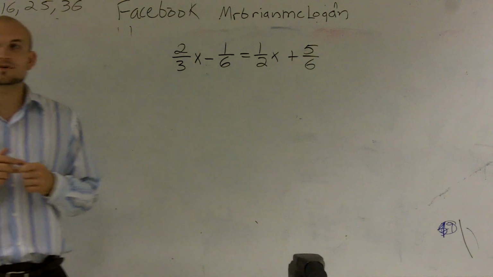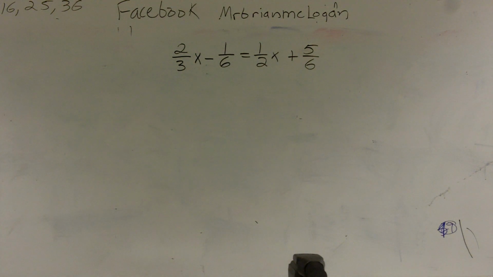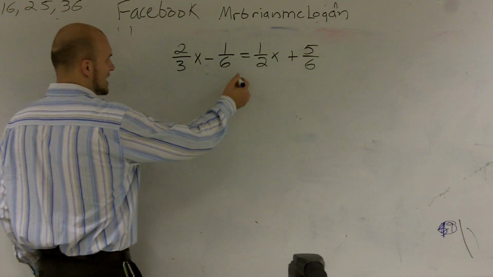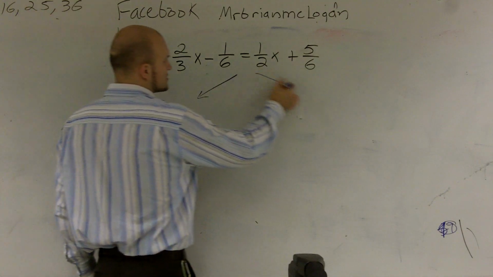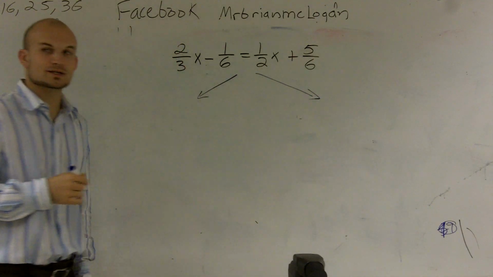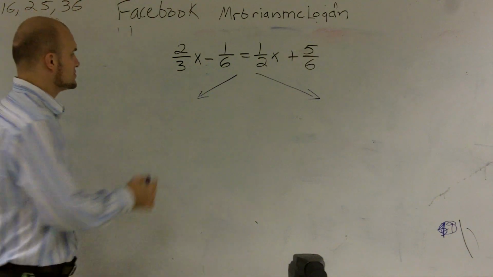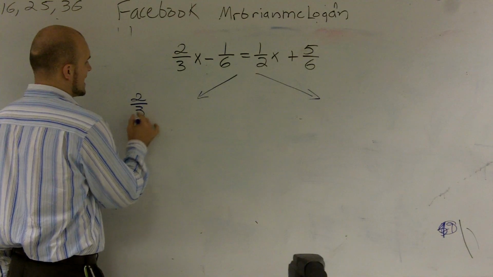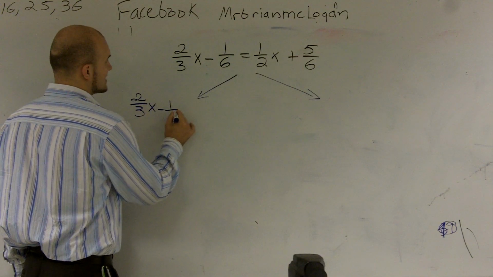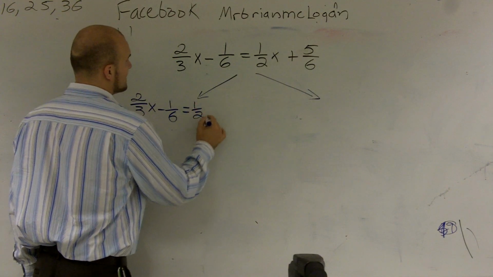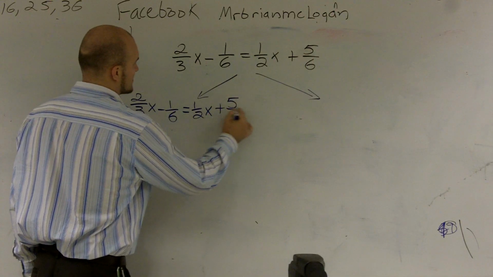It becomes very difficult because we have fractions. So I'm going to show you one way we can do it with fractions, because right now in this course you guys should know how to do that. And I'm also going to show a way that you can get rid of the fractions and do it. So the first way, if I have 2/3 x minus 1/6 equals 1/2 x plus 5/6.